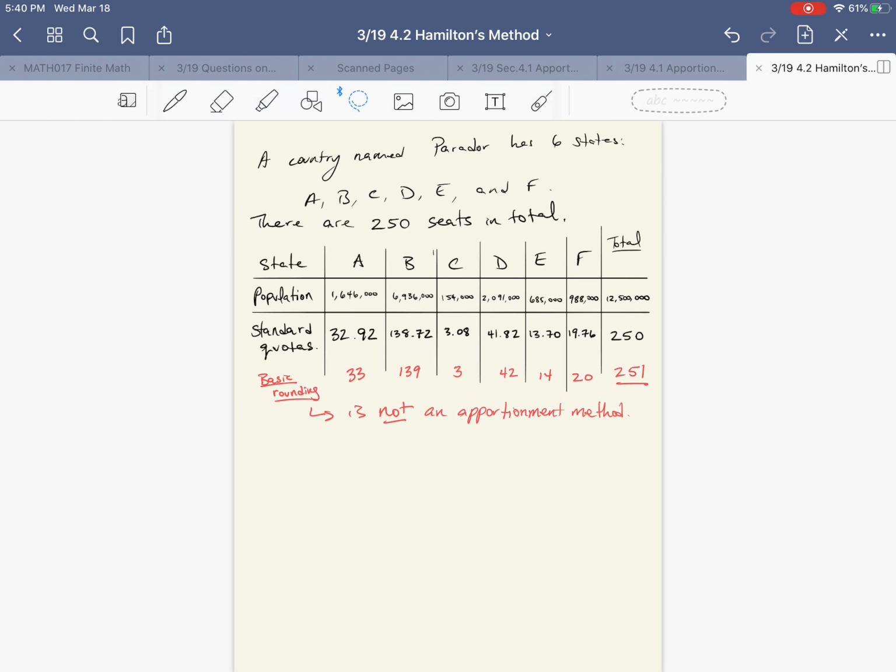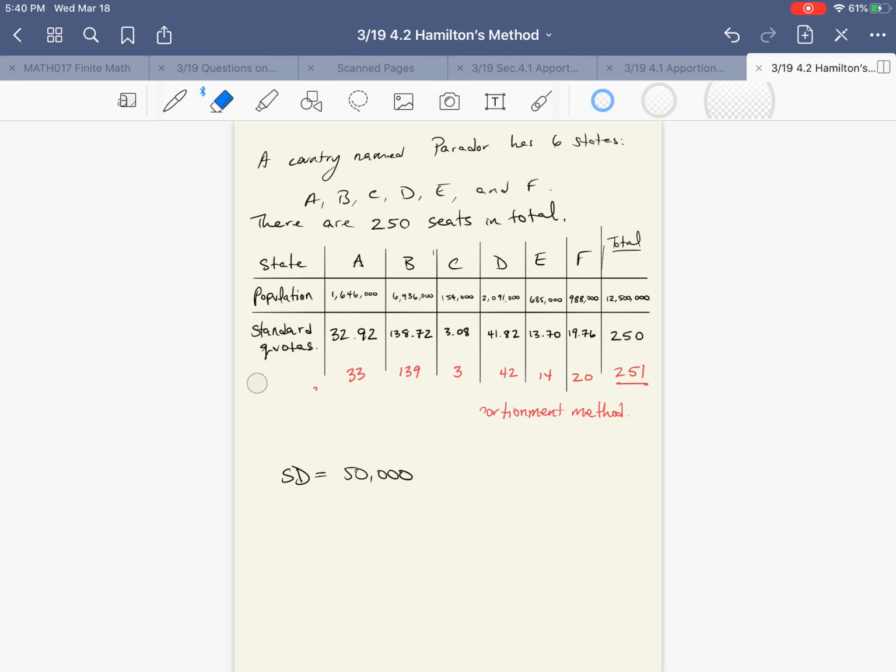So remember that our standard divisor, SD, is 50,000 here. And we had our standard quotas for each state according to the table that we had. Our first attempt was just to do some basic rounding and see what happened. Well, it didn't work. If we rounded everybody to the nearest whole number, we ended up trying to give away more seats than we had to give away. So basic rounding we decided was not an apportionment method.